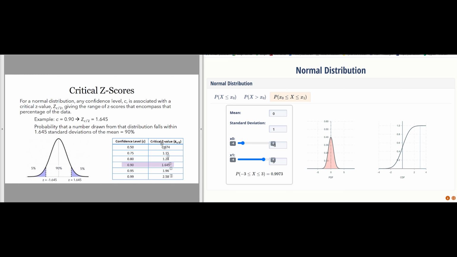And then here are some other intermediate values. 1.645 is another common critical z-score to remember. 90% of your observations from a normal distribution will fall in the range between minus 1.645 standard deviations and plus 1.645, which in this case would mean that the alpha, the probability of being outside of that region, would be 10%.